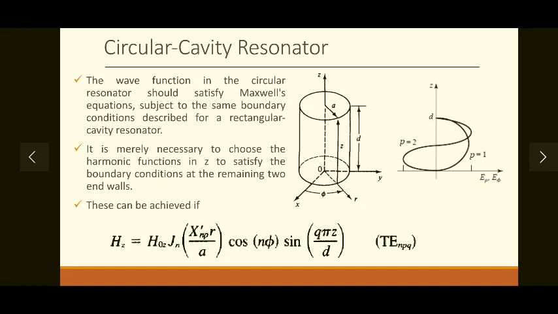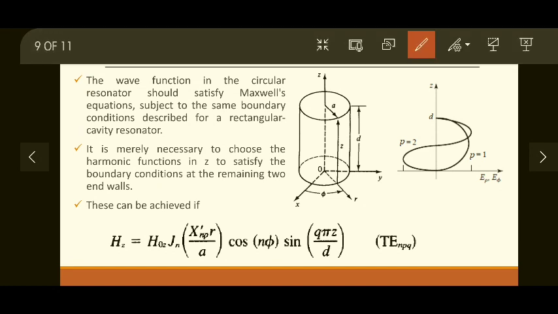The wave function in the circular resonator again should satisfy Maxwell's equations, similar to the rectangular cavity resonator. Again, boundary conditions have to be applied. Now boundary conditions are added for the top and bottom walls also, as you can see in the diagram. For cylindrical coordinates, we are considering rho, denoted by this radius a. a is the radius of this cylinder or circular waveguide. Now this is the direction of rho. Phi is the angular distance, and z is the height of the particular cavity.